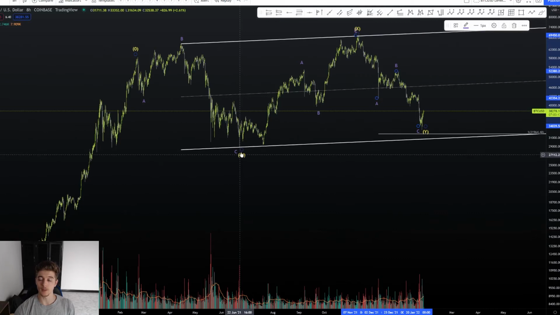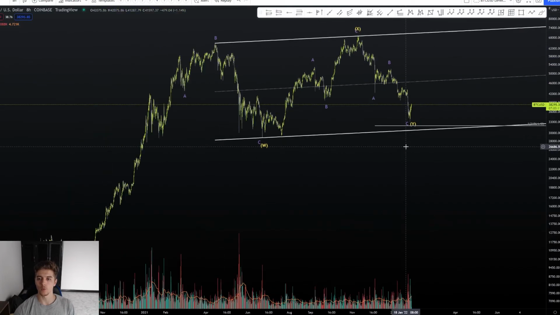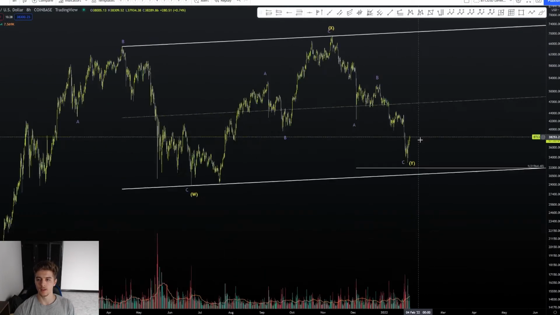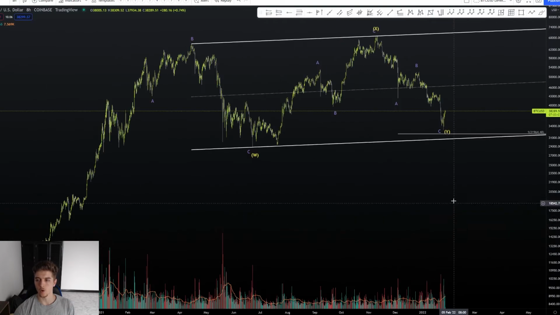So this count and the running flat, in the case that either of these two counts are correct, then the primary wave 4 would have been put in right here, or it could be very close to being put in if we count a little bit lower.